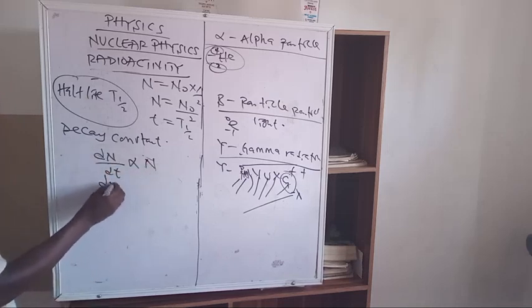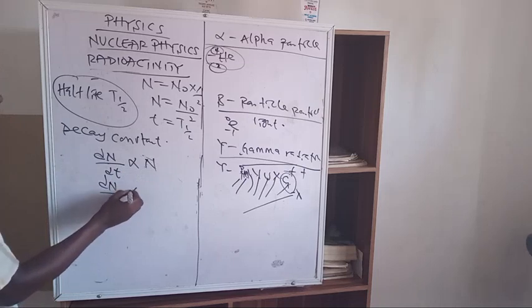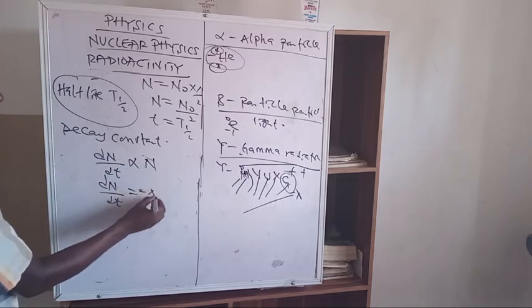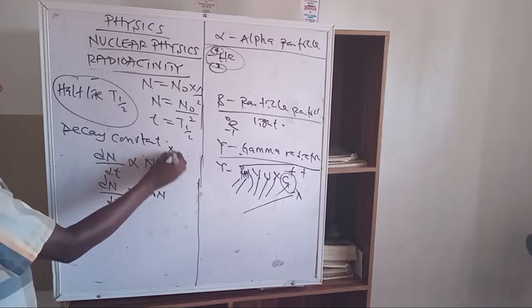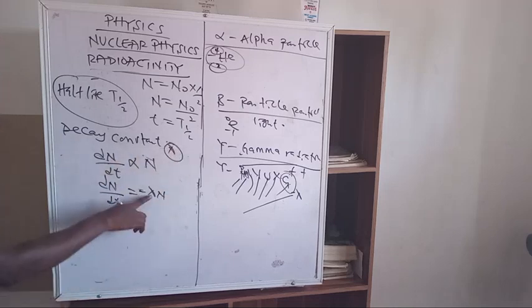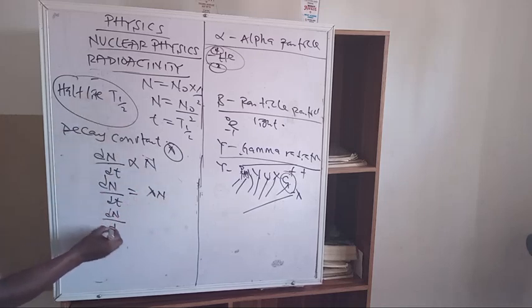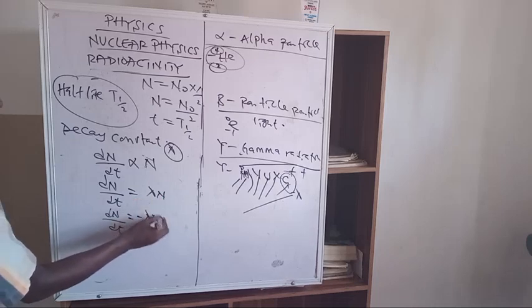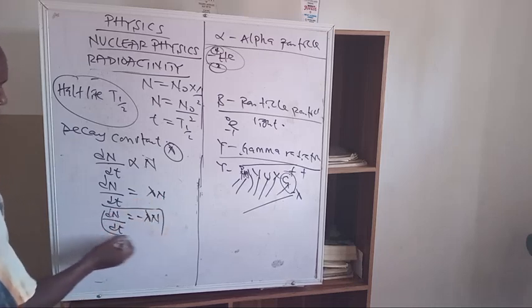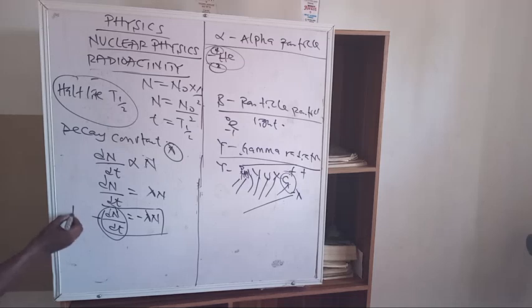So I have dN over dt, and we have introduced a constant, and my constant is minus lambda N. Lambda is the decay constant. The reason for the minus is because it is decreasing. As you are disintegrating the substance, it is decreasing with respect to time. So it's supposed to be lambda N, but because it's decreasing with time, you have dN over dt is equal to minus lambda N. So dN over dt is what we call the disintegration per second.